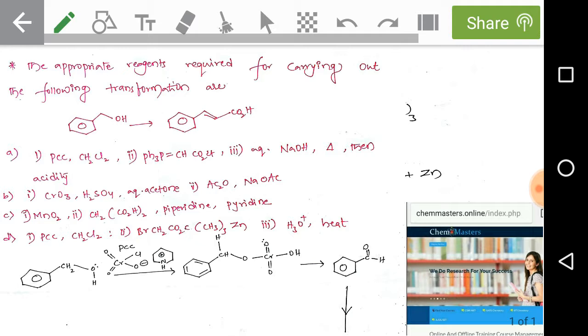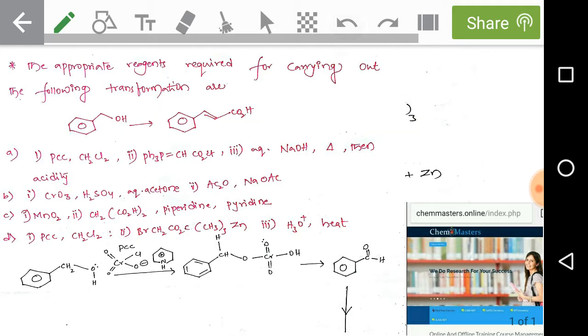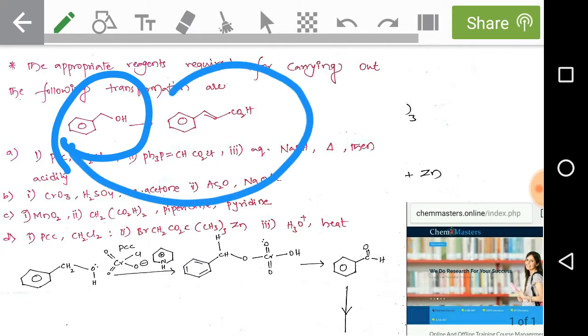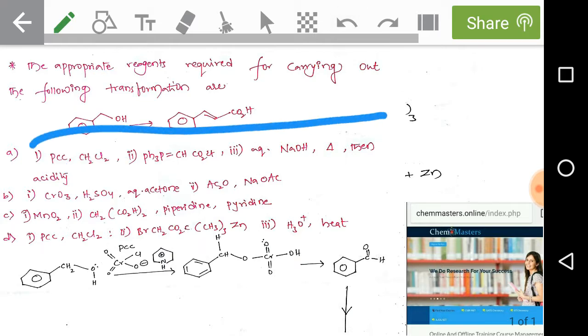Here in this video I'm going to analyze the problem of reagents. So very important, just observe it. The appropriate reagents required for carrying out the following transformation are. So here we have benzyl alcohol as a reactant, which is converted to produce cinnamic acid. So we need to find the correct reagent combination from the given four options.